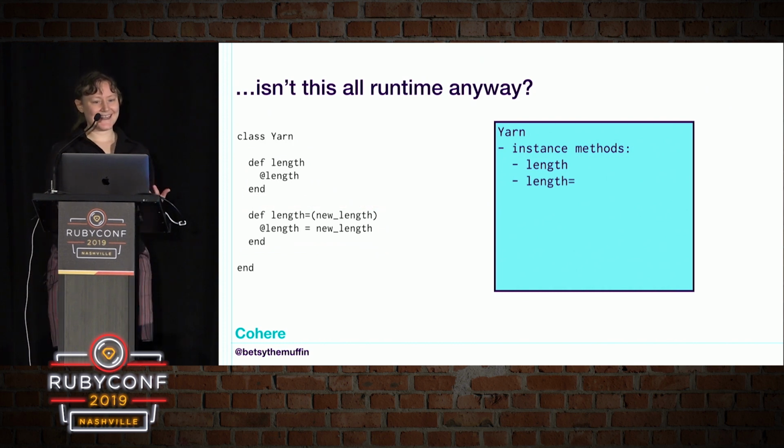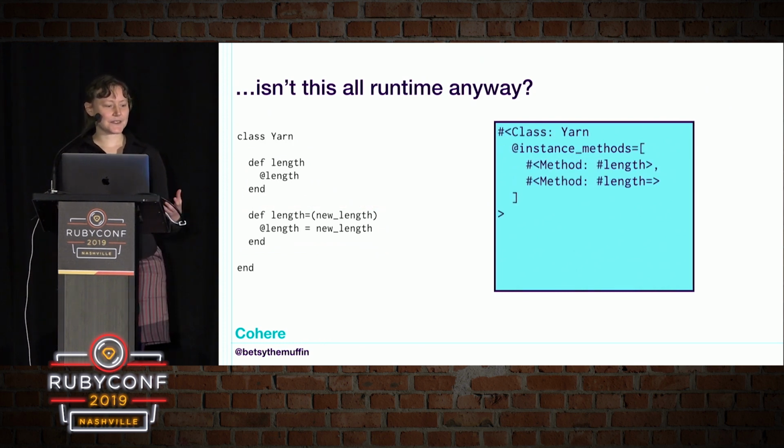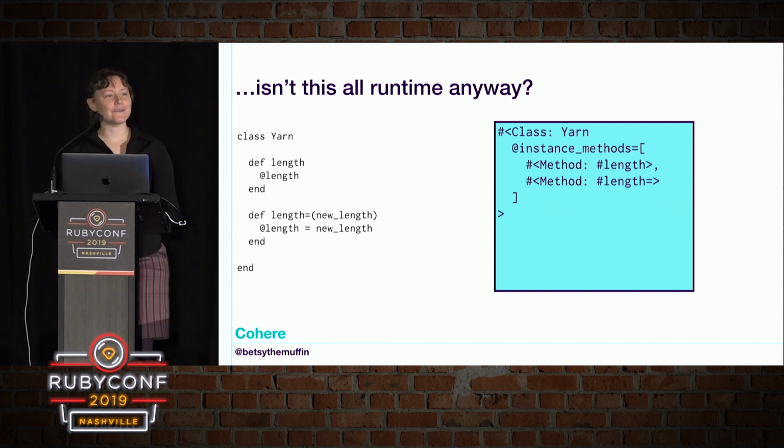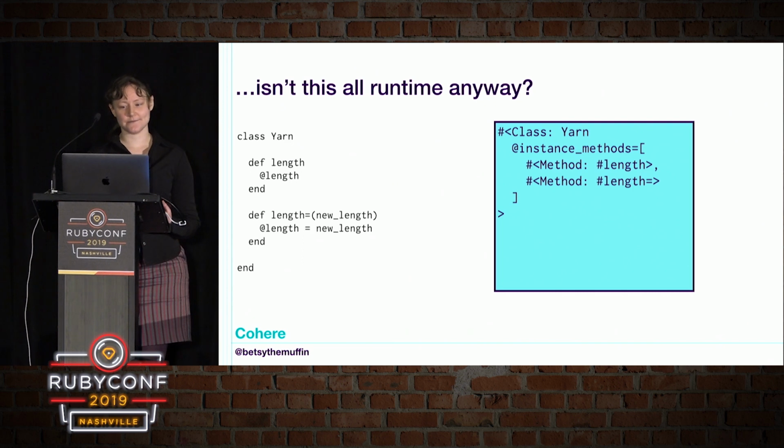But under the hood, it's actually doing something a little more like this. It's building Ruby objects. In Ruby, when we define a class, what we're actually doing is instantiating a class object. When we define instance methods, we're adding method objects to the array of instance methods that that object tracks.